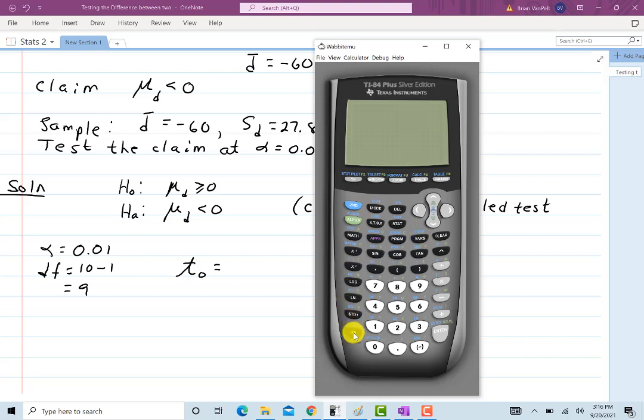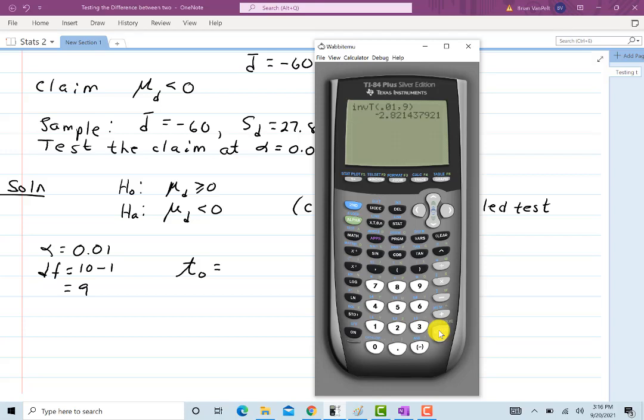Turning on the calculator first is a good idea. Second, the vars. And then, like I said, I want number 4. I want the inverse t, because I am looking for a t value. Now, it wants the area. The area here, this is a left-tailed test, so if I put 0.01, that's correct because it only wants the area from the left up to the point. The degrees of freedom then is 9. And then you can enter your way out. And there's the instructions.